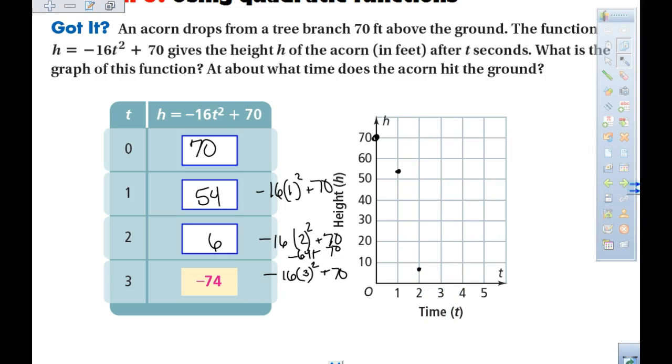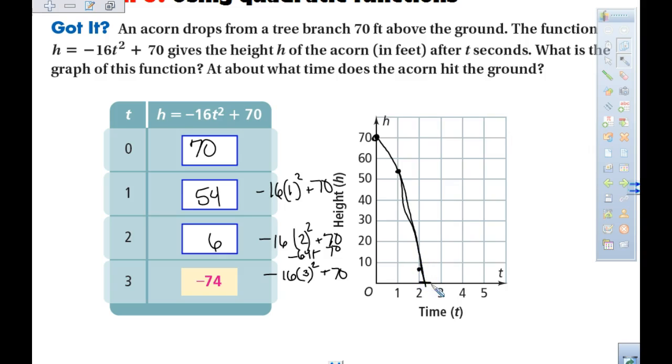Can it actually go down if you drop an acorn? Does it go down into the ground negative 74 feet? Is that even possible? It sits on the ground, right? If it falls off the tree right now, it's just at 0. So, this is not any kind of special acorn. So we're going to have something like this as you are drawing it. So try and draw that curve.